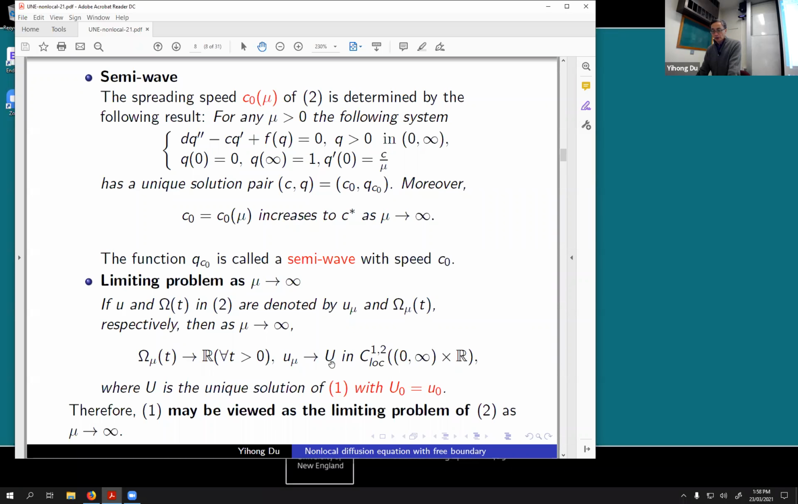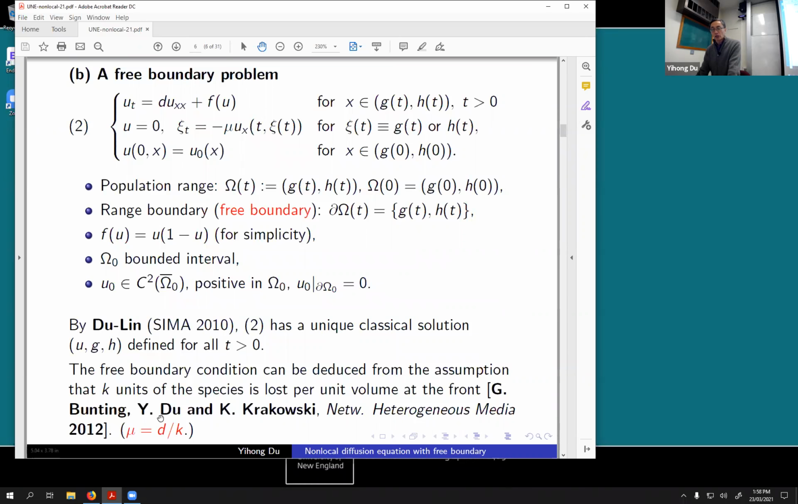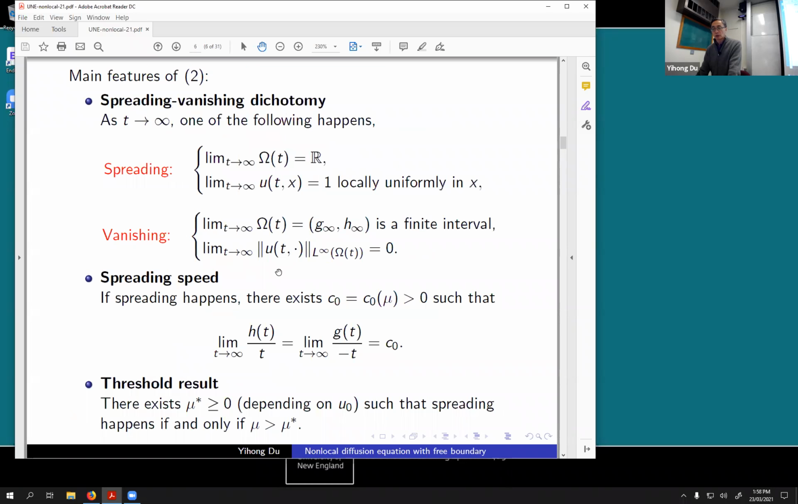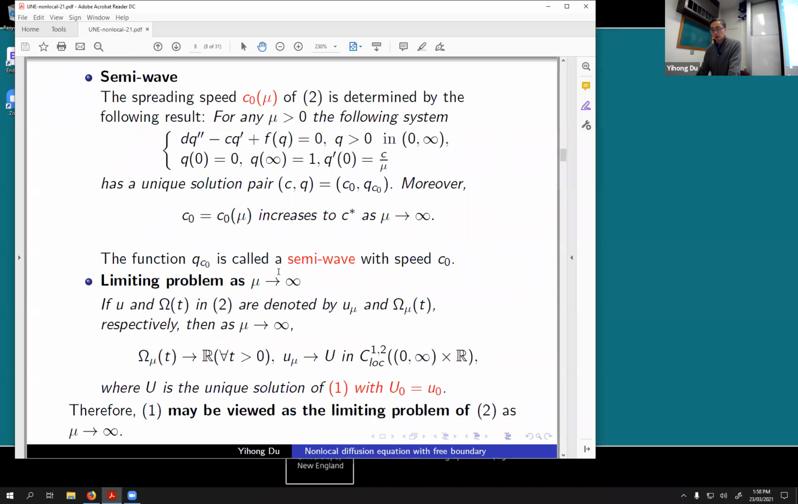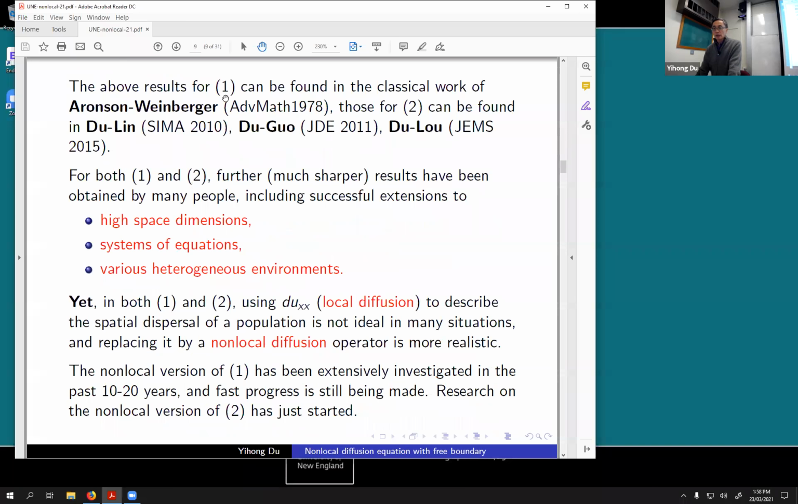And this solution converts to capital U, the solution for 1, provided you choose the same initial function. So really, these two are more general, and 1 is the limiting case of 2. When you let the parameter mu go to infinity, or, the ecological meaning being that you let k go to 0, you would recover the traditional Fisher KPP model. And this problem, yeah, I mentioned this Aronson-Weinberg.